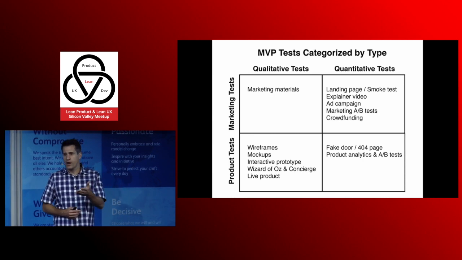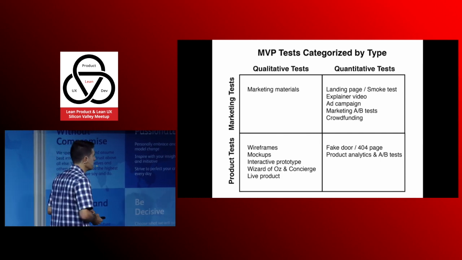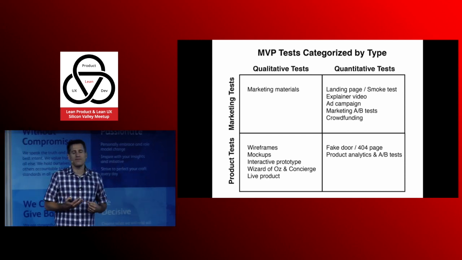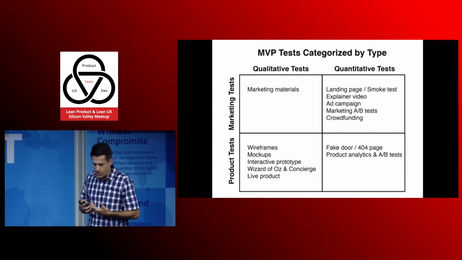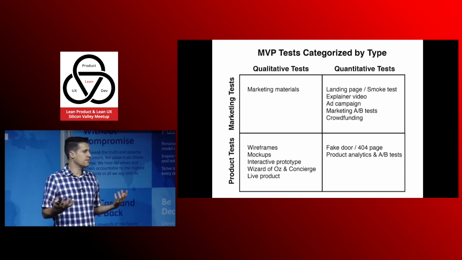They didn't actually use your product, so you're not really getting the hardcore product feedback, but you're getting feedback on your value prop and your messaging and seeing what the conversion rate is. An explainer video is like the next level up. If it's too hard to explain your product on a landing page because it's so complicated, a video can really help do that.